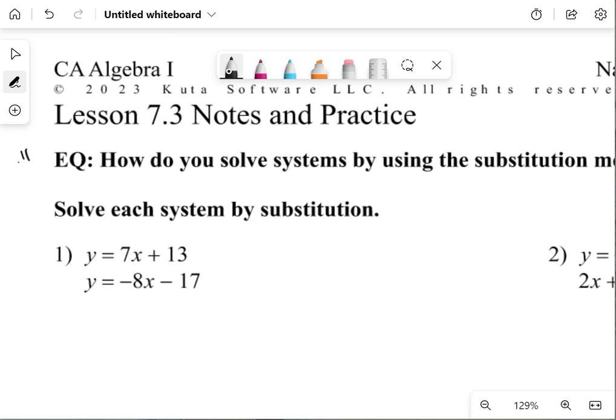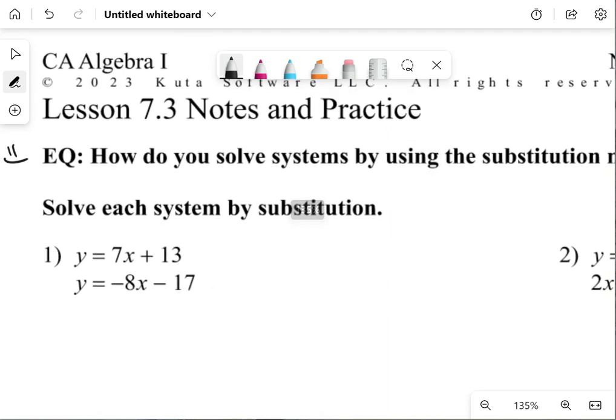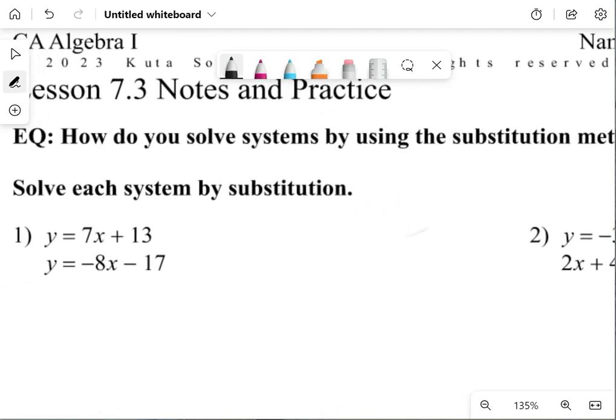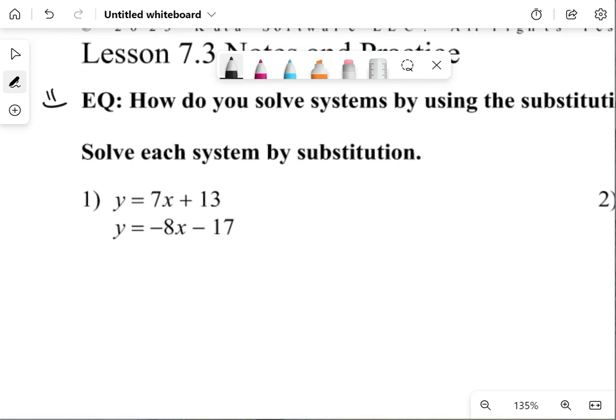Welcome, Algebra 1, to Lesson 7.3. Today, solving systems by using substitution methods. So we've graphed those. Now we're going to look at some more algebraic ways to solve.